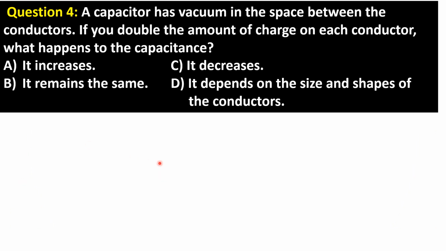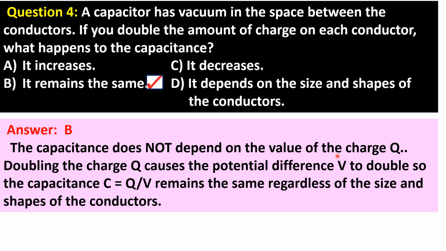Question number 4. A capacitor has vacuum in the space between the conductors. If you double the amount of charge on each conductor, what happens to the capacitance? Letter A, it increases. Letter B, it remains the same. Letter C, it decreases. Or letter D, it depends on the size and shape of the conductors. Okay, the best answer, of course, is letter B.